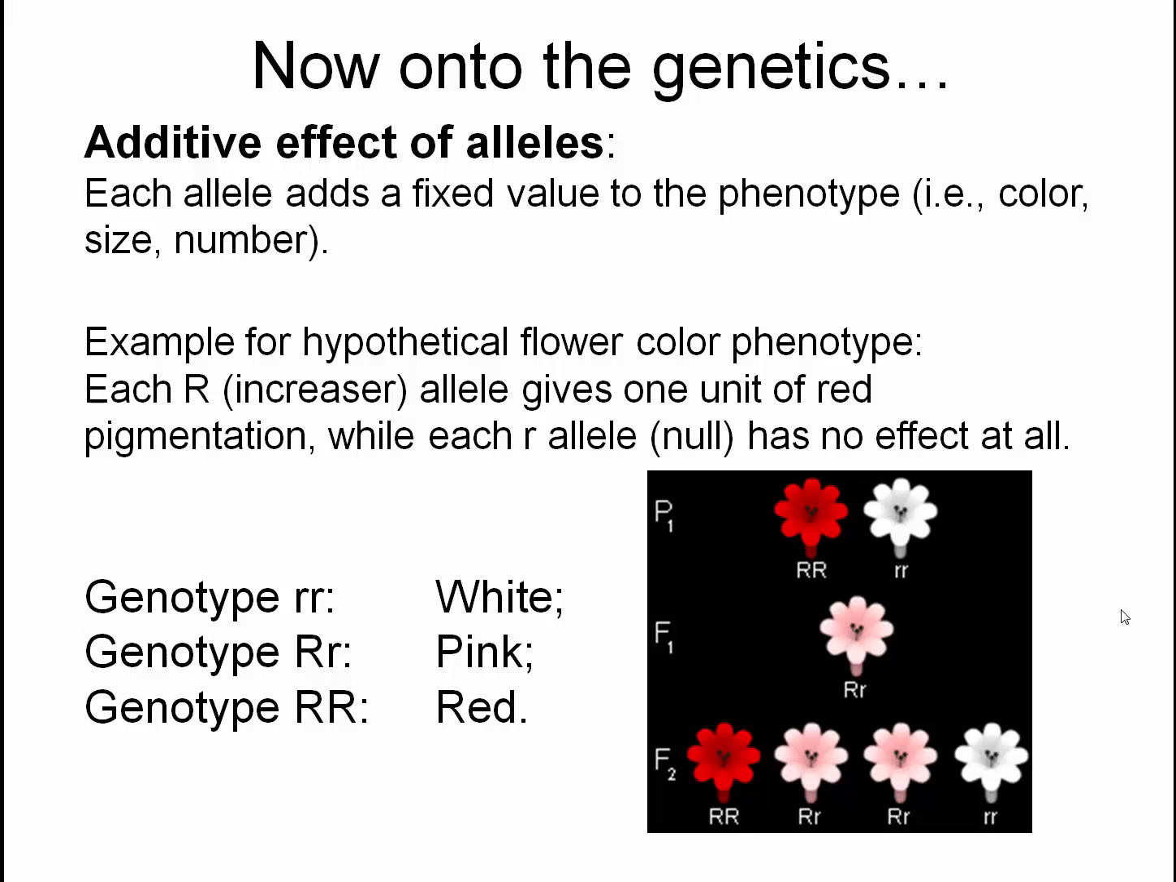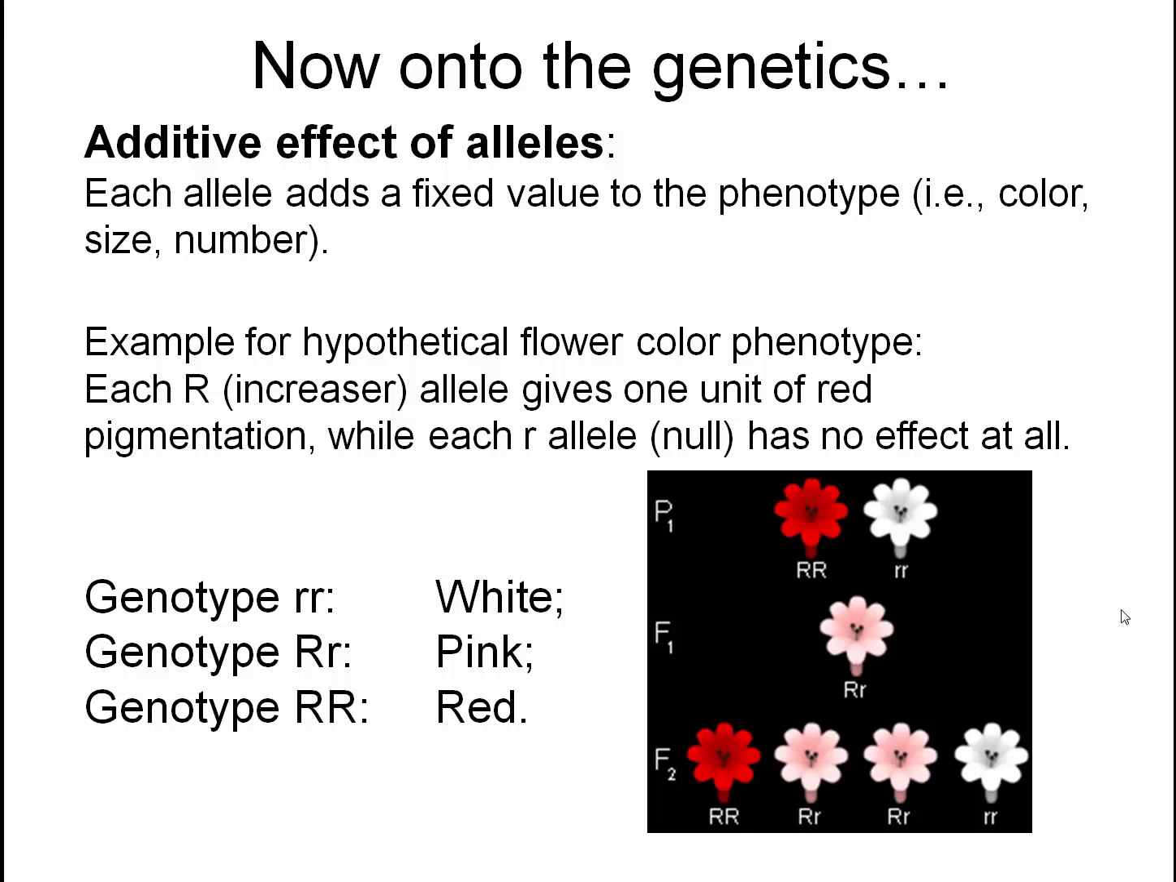So let's talk about some genetics here. You recall we were talking previously about the additive effect of alleles. Each allele adds a fixed value to the phenotype, so it might be color or size or number. That is your quantitative trait phenotype.